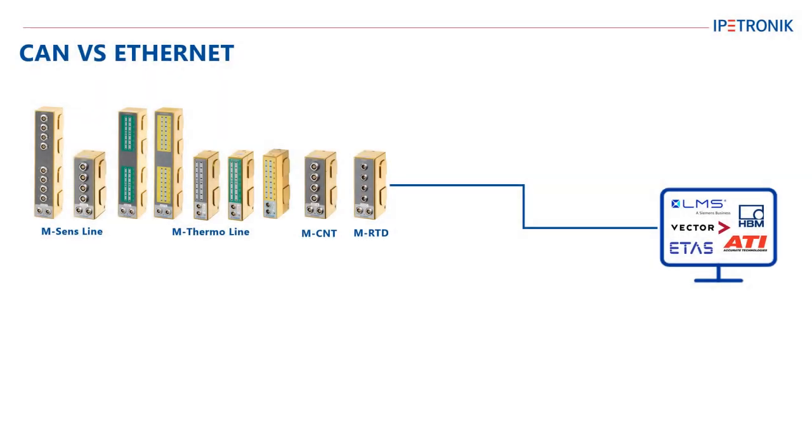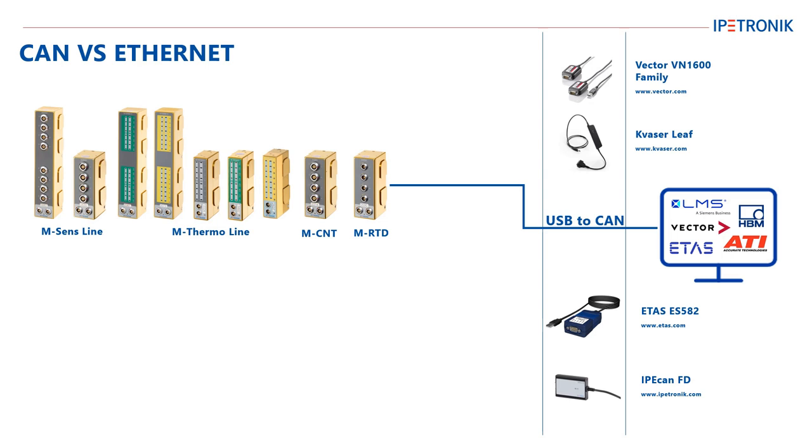First off, we need to distinguish between our CAN and Ethernet-based modules. Let's start with the CAN-based modules. Our MSense, MThermo, MCMT, and MRTD modules all communicate via CAN. This is a standard protocol that's very commonly found in the automotive industry. The first step is getting these signals converted to something that the computer can read. Typically, a USB to CAN adapter is used. There are other options like built-in cards.